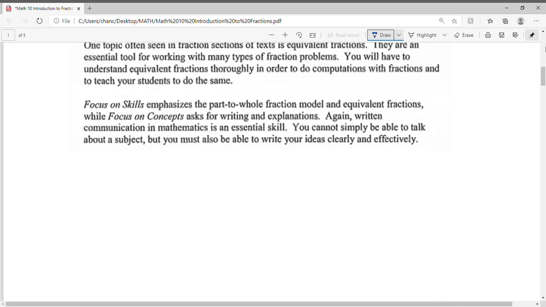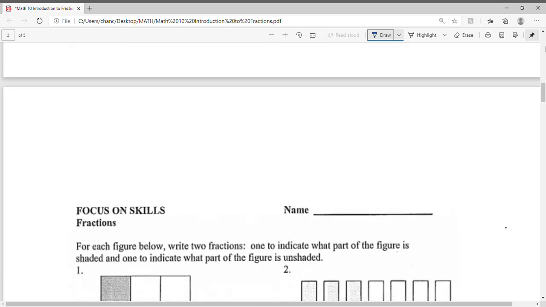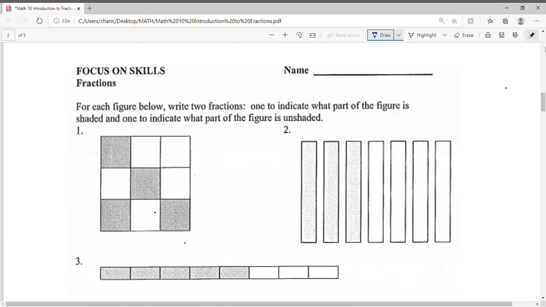Again, please read these paragraphs on your own. It's going to be insightful to your teaching career. I'm going to start with question 1.